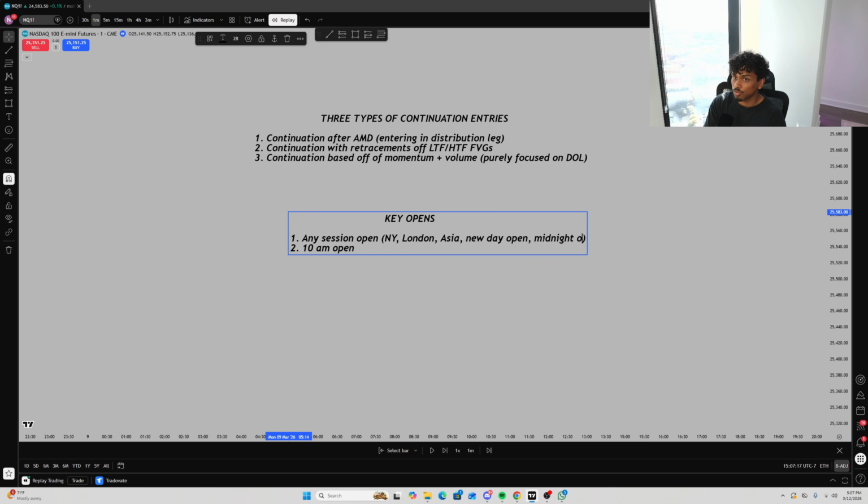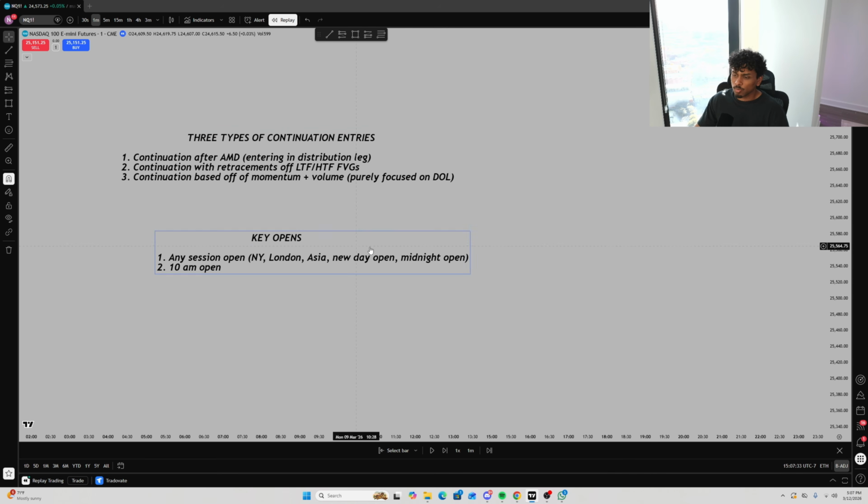I have indicators for that as well. I'll go over that in a little bit, to actually track these session opens. But new day open is really only important when we see the new day candle. So the daily candle opens with no wick on one side. Same thing with the 4-hour candle.